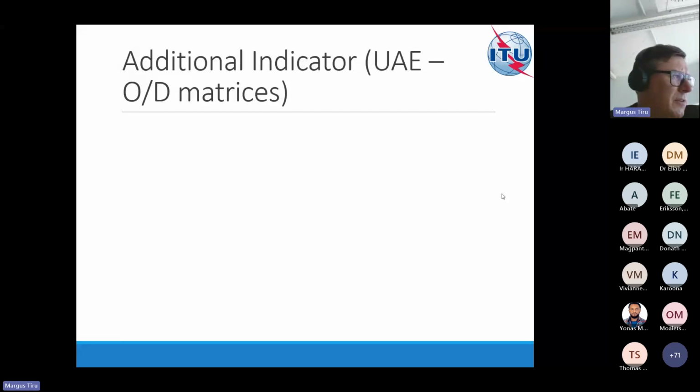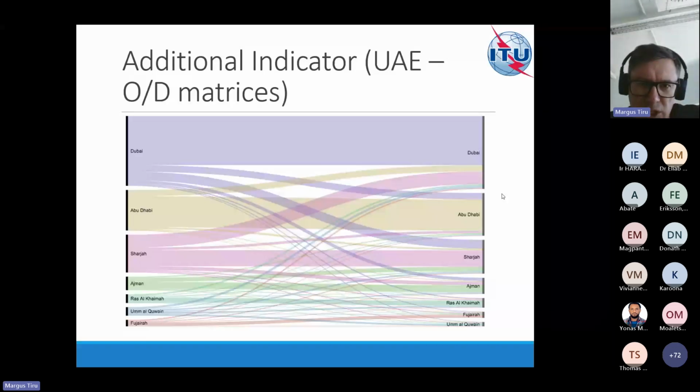The second indicator I'm going to show was calculated by mobile network operators in the Arab Emirates, and we didn't define the indicator clearly. We just discussed the possibilities, and I think in the Emirates, the operators decided that it would be very interesting to calculate the origin-destination matrices of their subscribers. We have seven different Emirates in the whole country, and this visualization shows the proportion of people who, for example, live in Dubai or Abu Dhabi or Sharjah and then commute every day to either the same emirate or other emirates. Obviously, this is a very good basis for transportation statistics, but it's not an ICT statistic for that matter.